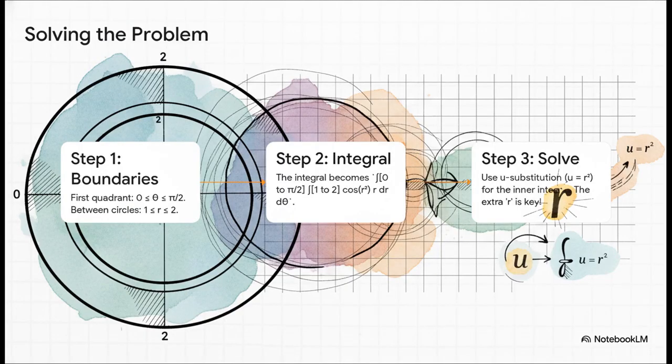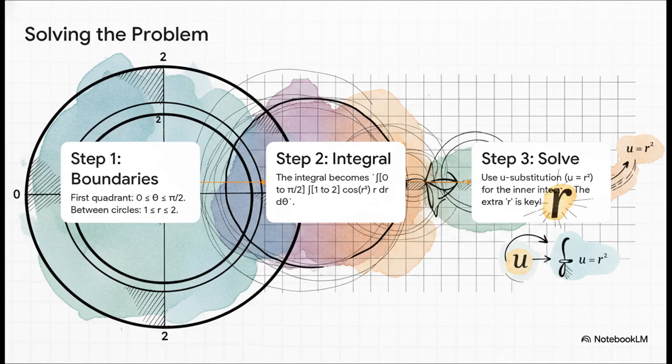Okay, first quadrant means our angle, theta, goes from 0 up to pi over 2. And between the circles means our radius, r, goes from 1 to 2. The function, cos of x squared plus y squared, becomes cos of r squared. And look at this! When we set up the integral, we get cos r squared times r dr. That extra r is exactly what we need to solve this thing with a simple u substitution where u equals r squared. It's almost like the problem was designed to be solved this way.